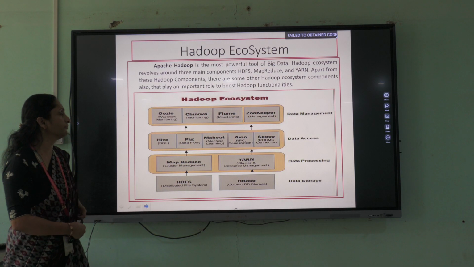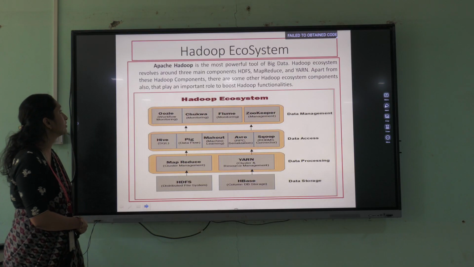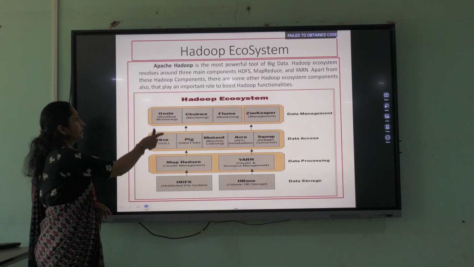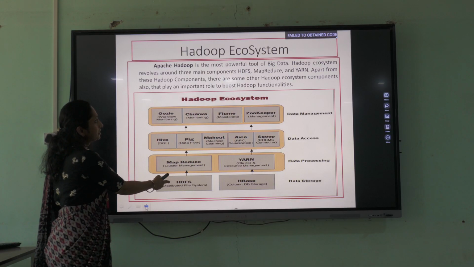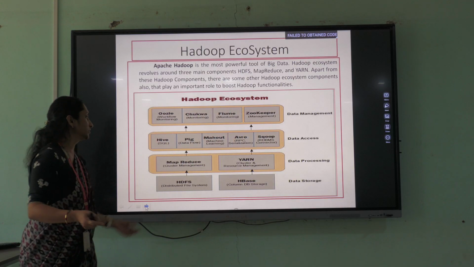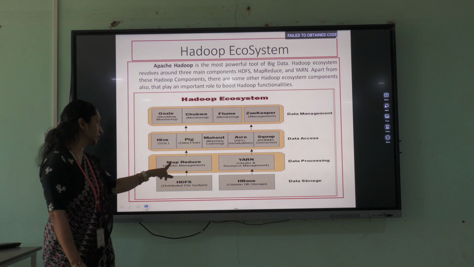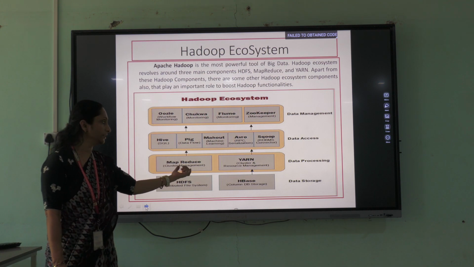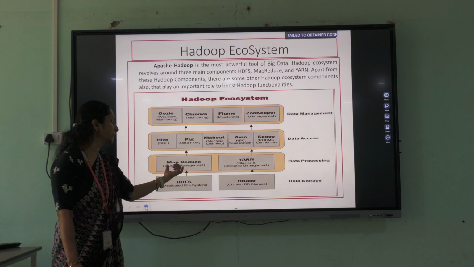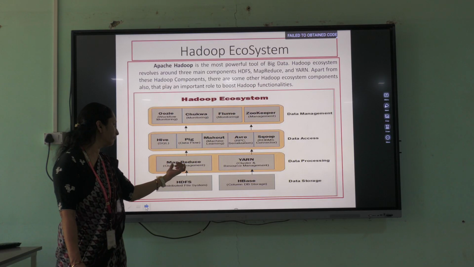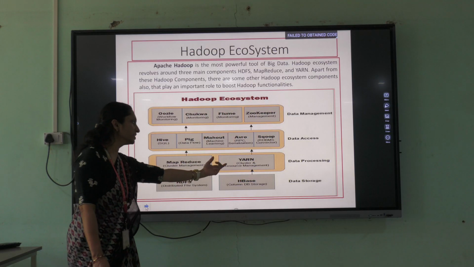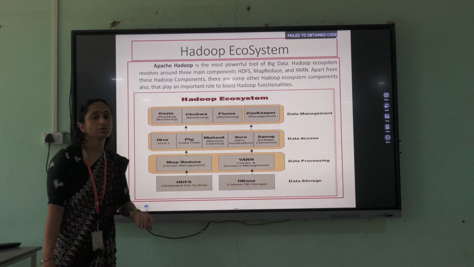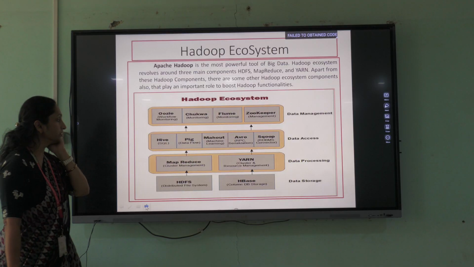The ecosystem is a powerful tool for big data. Hadoop ecosystem revolves around three main components. One is MapReduce, another one is HDFS, another one is YARN. So processing is done with the help of MapReduce. HDFS is for the storage, and YARN is for the resource management, clustering and resource management.